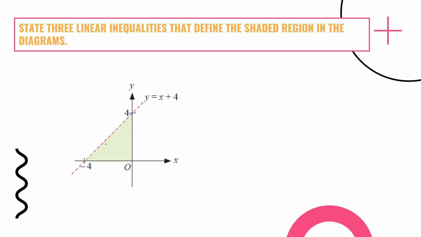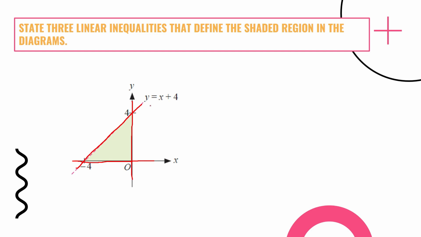First, this is the shaded region, the green part. This green part is triangle shaped. A triangle has three sides, so that's why there are three linear inequalities that satisfy this shaded region. Which ones are the linear inequalities? This part, and this part. These three straight lines are the equations that satisfy the shaded region.